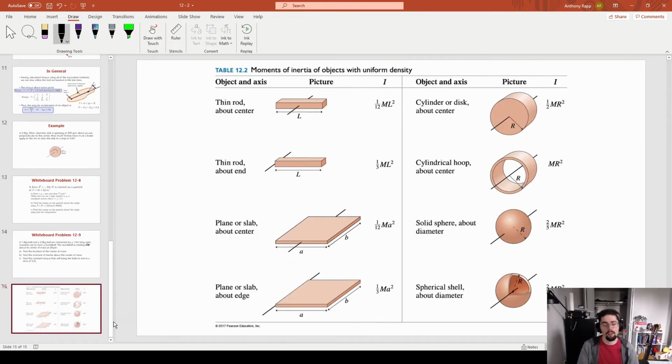This right here is some of the most common shapes you might see spinning around: a cylinder, a hollow cylinder, a sphere, a hollow sphere, a door, a very poorly designed door, a block of some sort. All of these things are much easier now that we have this table. Anytime you see one of these shapes, you instantly already have the moment of inertia. No need to worry.